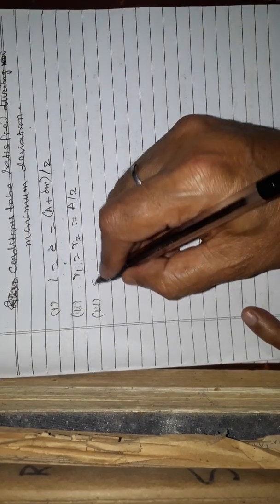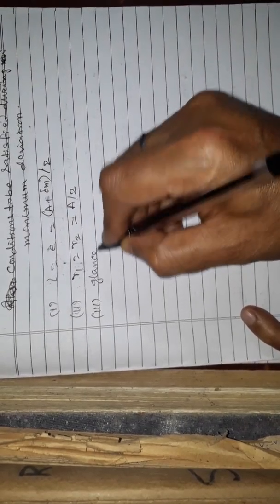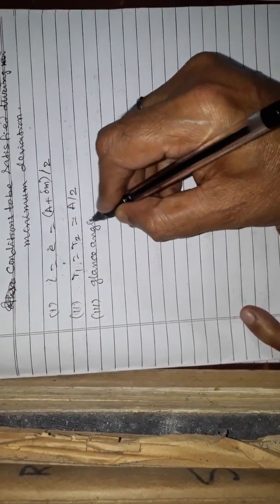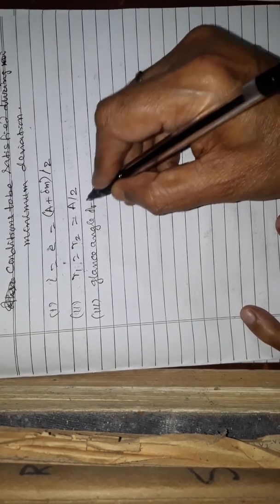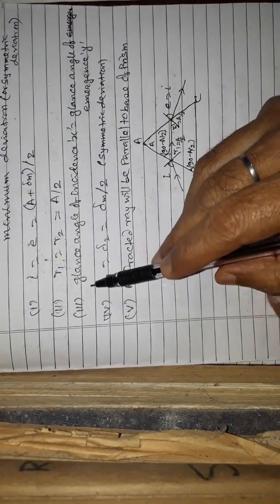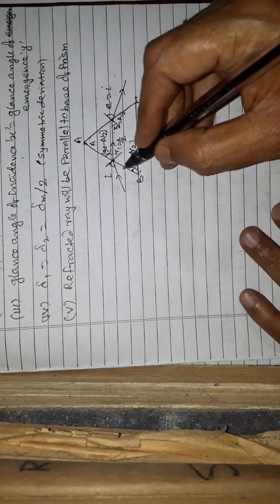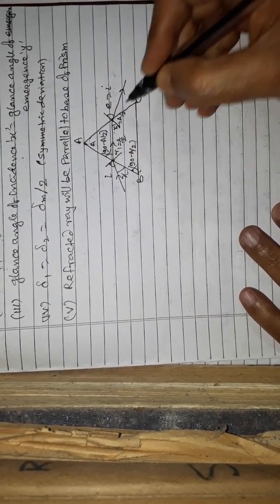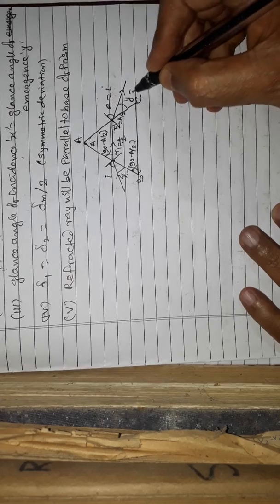So naturally, the glancing angle of incidence will be equal to the glancing angle of emergence. Now the third condition is that the glancing angle of incidence will be equal to the glancing angle of emergence. So this angle, suppose this is X and this is Y, these two are equal.